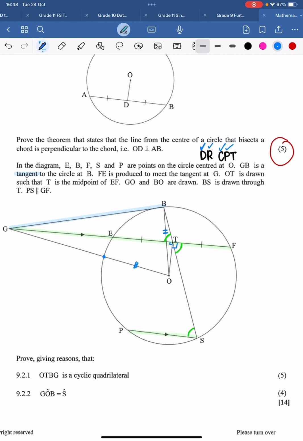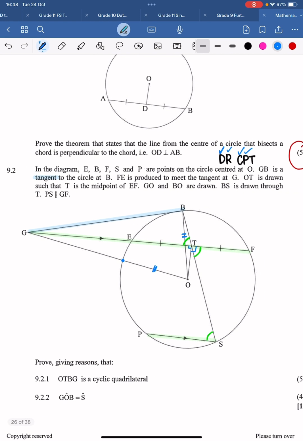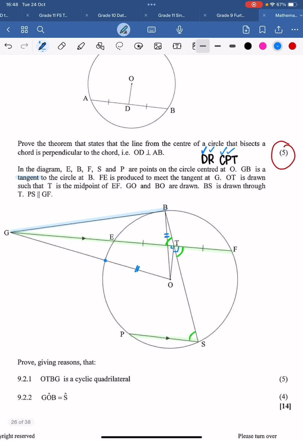And then T is tangents. So let's see. They told us that GB is a tangent. Is it going to help us? Remember that tan chord theorem? I'm just checking to see if we can use it. Tan chord theorem says that the angle between a tangent and a chord, and the only one that I have there is BO, which is actually a radius, which is not a chord. So actually tan chord theorem can't work here.